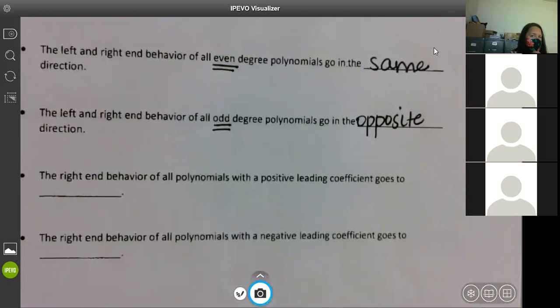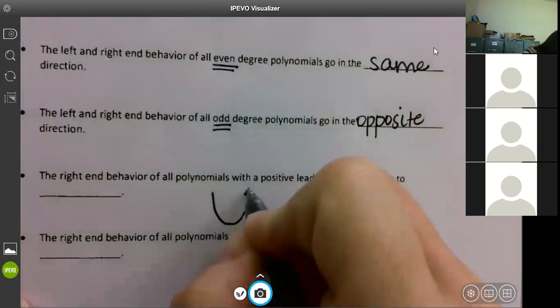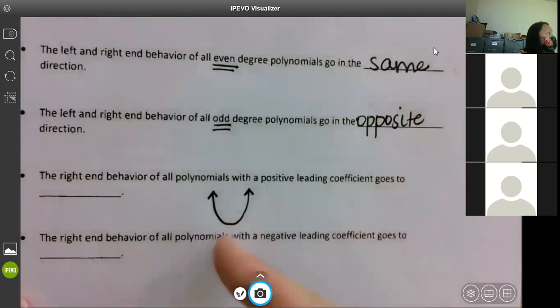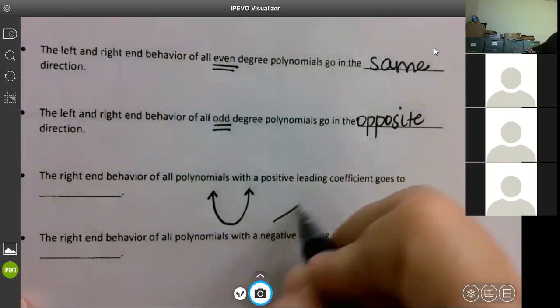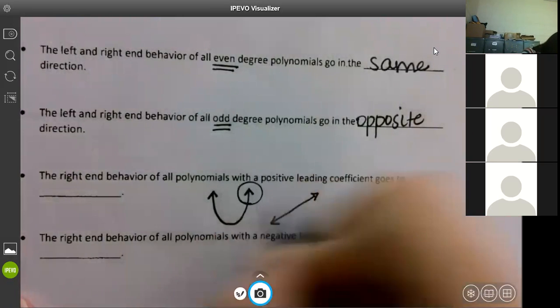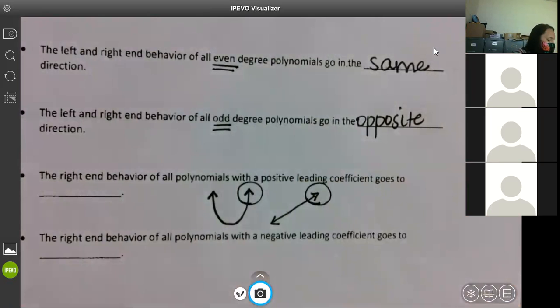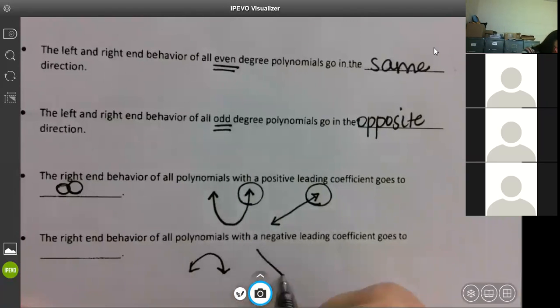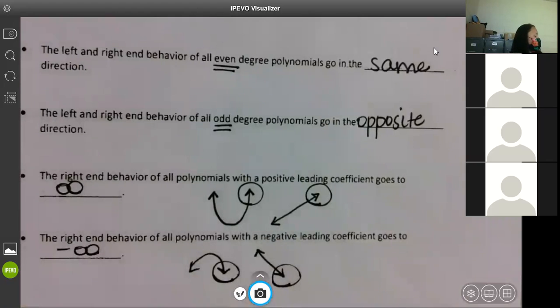The right end behavior of all polynomials with a positive leading coefficient. So it doesn't matter if it's even or odd. If it's positive, the evens are pointing up or they're increasing. So what it's talking about are these two ends. Always go to positive infinity. The right end behavior of all polynomials with negative leading coefficient will look like this. Then it's just talking about the right side. We'll go to negative infinity.